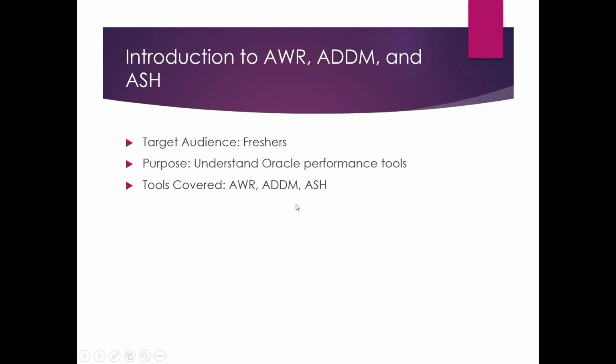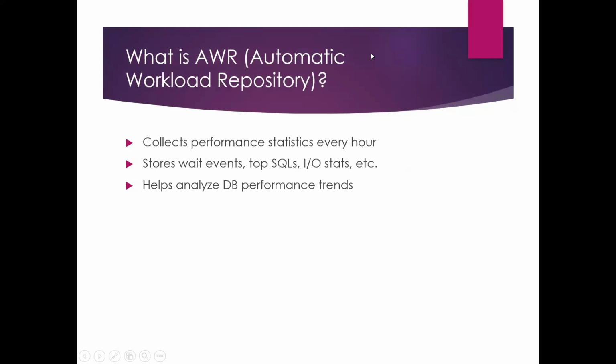For example, if we receive a call from the application side or any end user that they are getting slowness, as a DBA, how can we confirm whether it is our issue? At that time we troubleshoot in depth, and we can generate reports like AWR, ADDM and ASH reports. In this session we will see what these are.